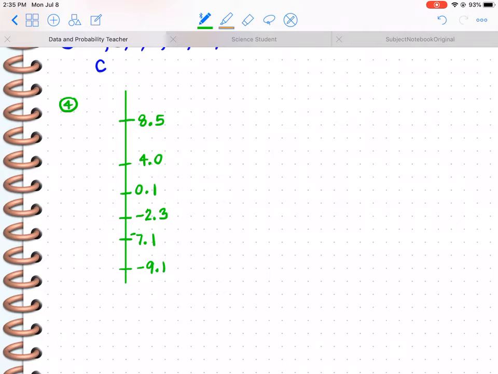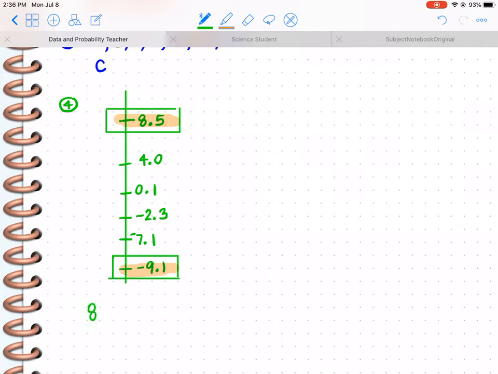So there should be 1, 2, 3, 4, 5, 6. Always make sure that you have all of them. So your maximum on this data is right here, and your minimum is down here. Min means lowest. So you're looking for the difference, the range in there. And so to find that, it's just like any other range problem.